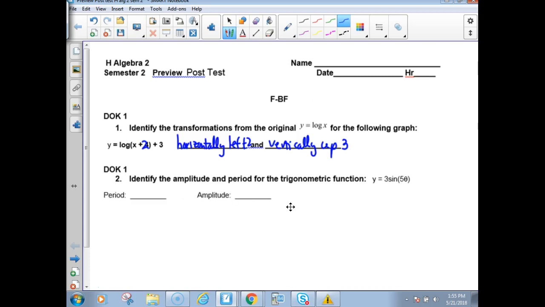Identify the amplitude and period in the trigonometric function. Amplitude is 3. Easy part. Period is just 2 pi divided by the b value, which is 5, so 2 pi over 5. Amplitude, if that had been -3 there, guys, the amplitude still would have been positive.